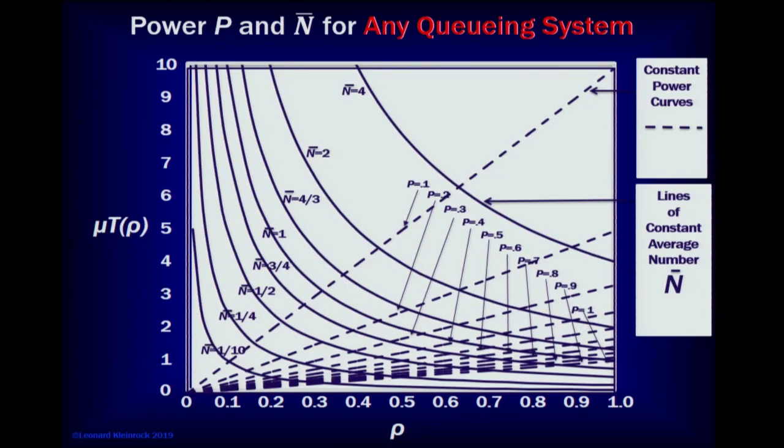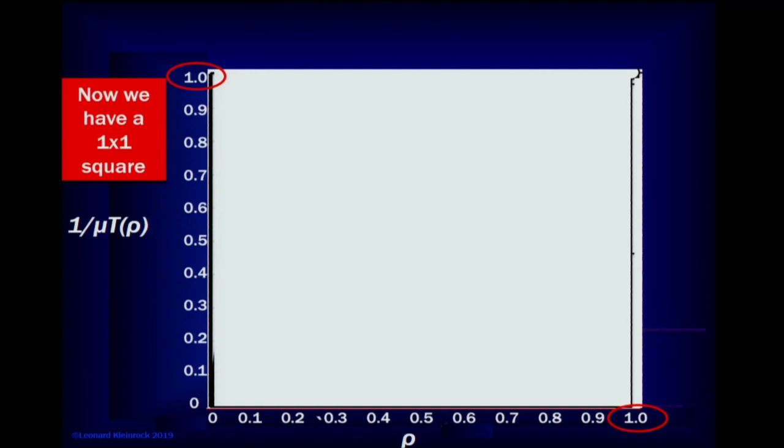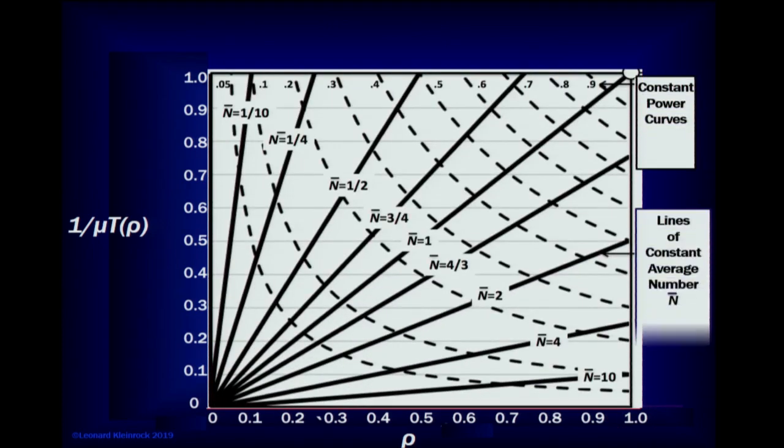Any queuing system. But there's a little problem here. This number goes off the chart. I mean, it can go up to infinity. It's a bad plot. I can't scale it. So let's get smart. Let's take 1 over the response time. And now we have a 1 by 1 square. Now everything is contained in a simple square. Put the same curves in there with this inverse function, and you get that.